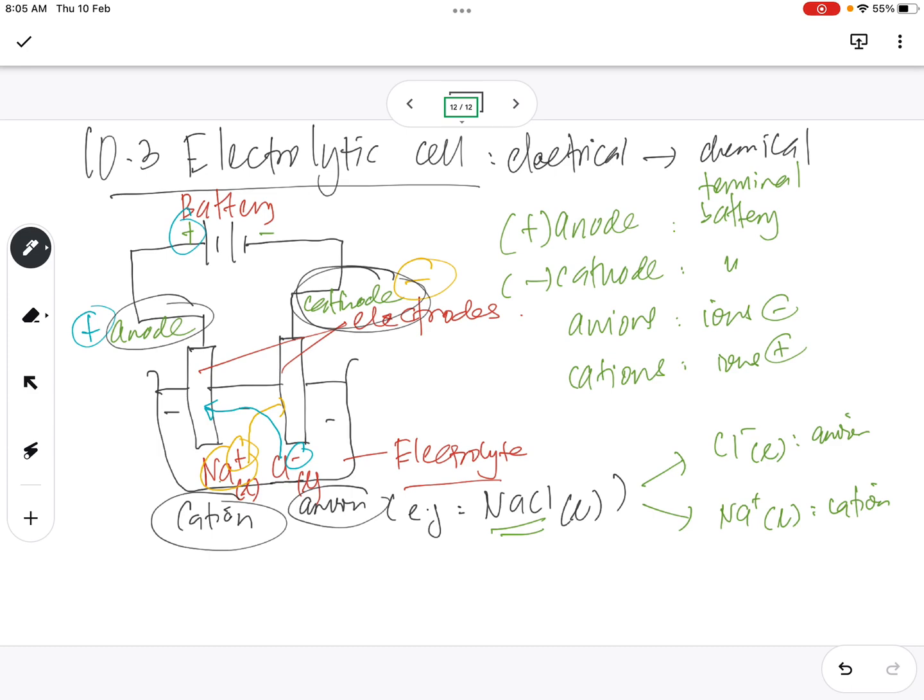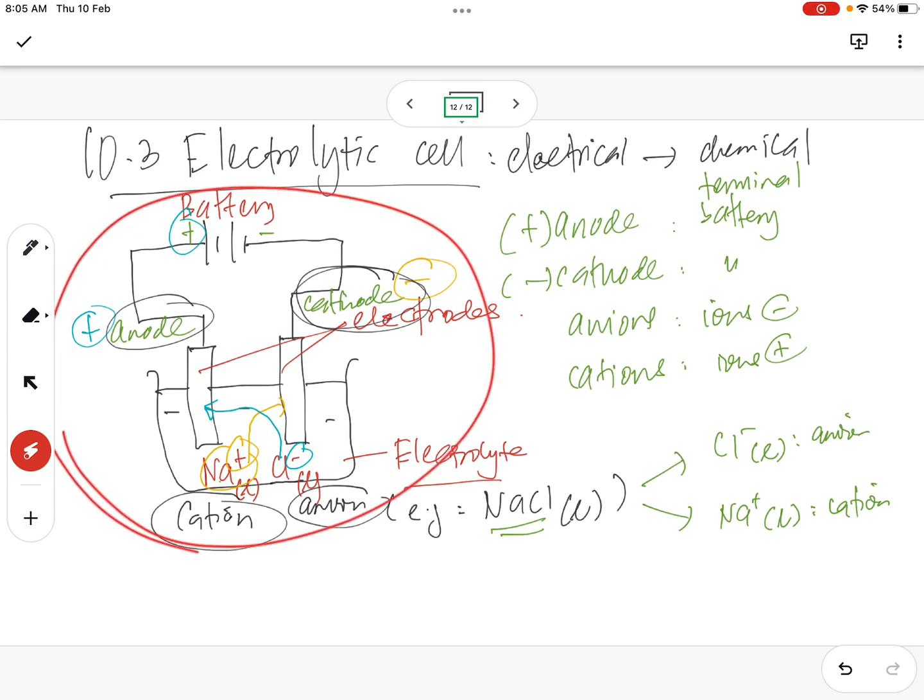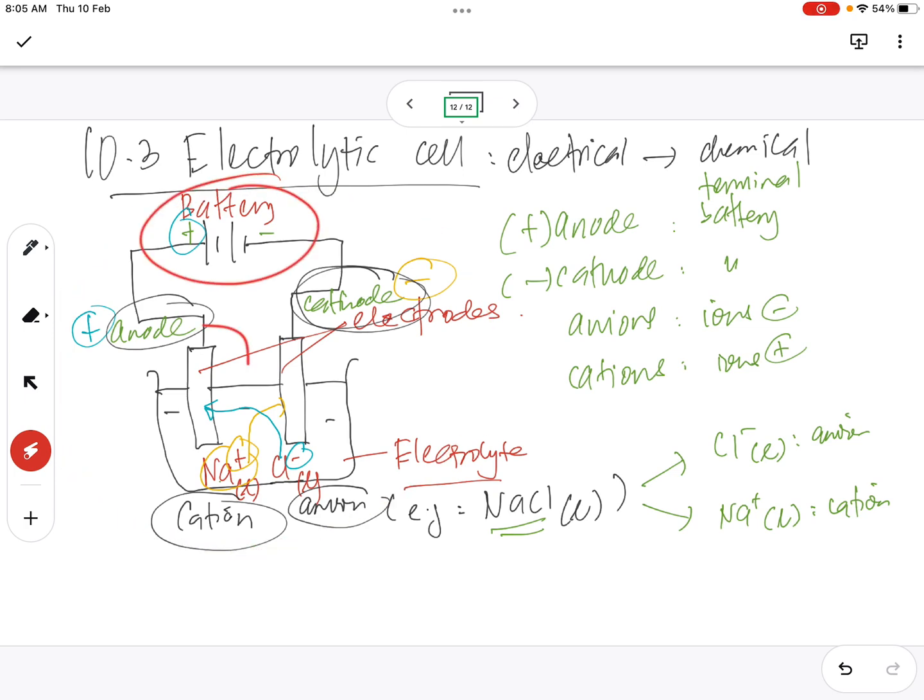Boleh, sir. Okay, saya ulang sekali lagi. I will repeat one more time. So the basic operation of an electrolytic cell, kita ada bateri, kita ada electrodes dan kita ada electrolyte. So apa yang akan berlaku adalah dalam electrolyte kita ni akan ada ion yang bercharge negatif dikenali sebagai anion, ion yang bercharge positif dikenali sebagai cation. Kemudian kita ada anode dan cathode, dua terminal. Terminal dia ikut terminal bateri. Anode bercharge positif, cathode bercharge negatif.